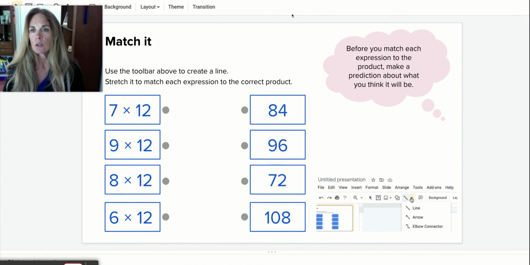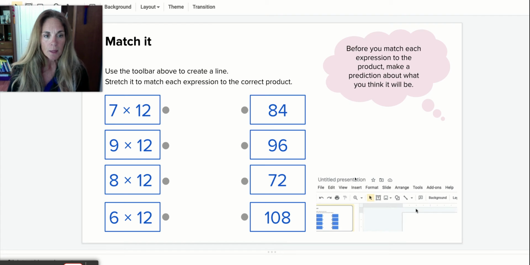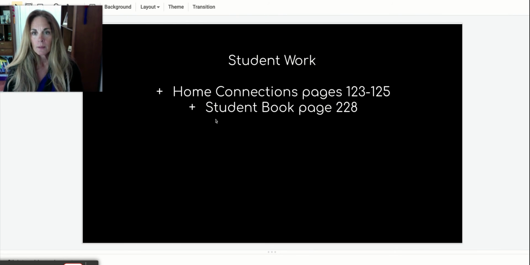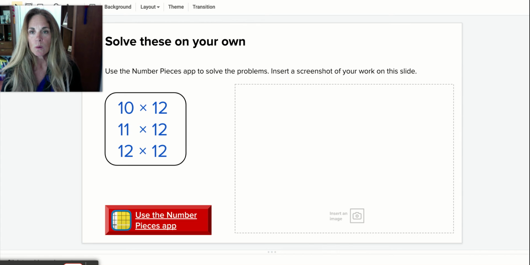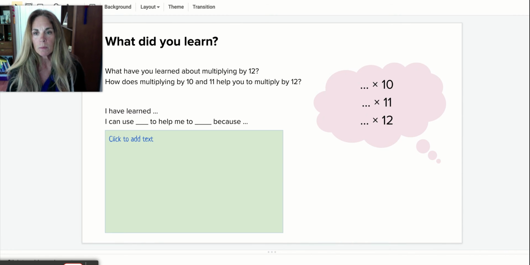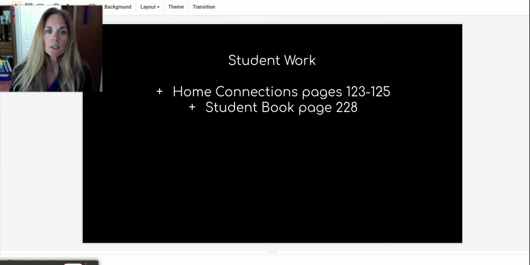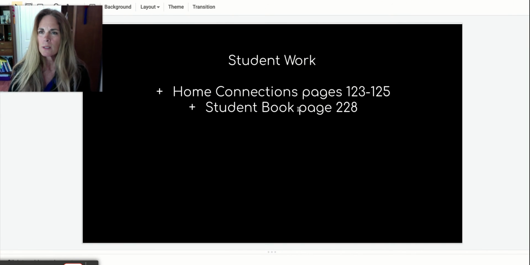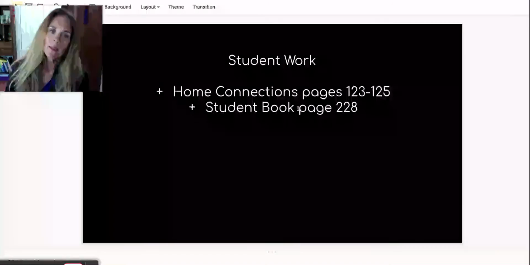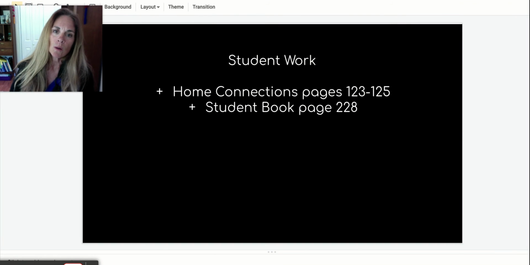At the very end, you're going to use your line tool to make connections between the multiplication problem and the answer. When you're done, you'll solve a couple more problems, and then you're going to do a little bit of work in your home connections book and your student book pages.